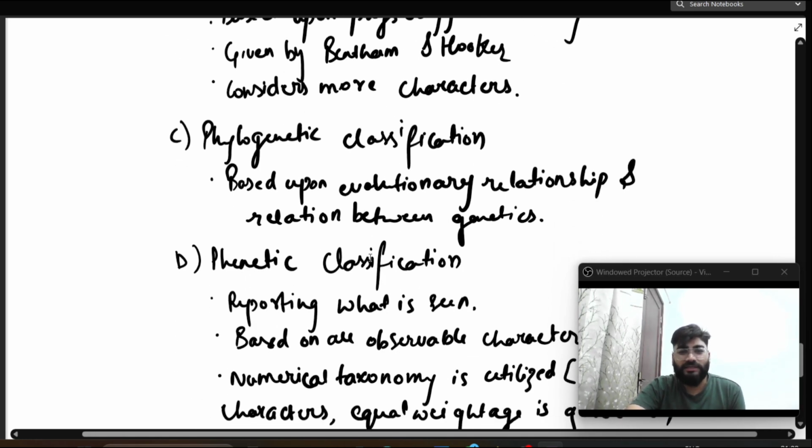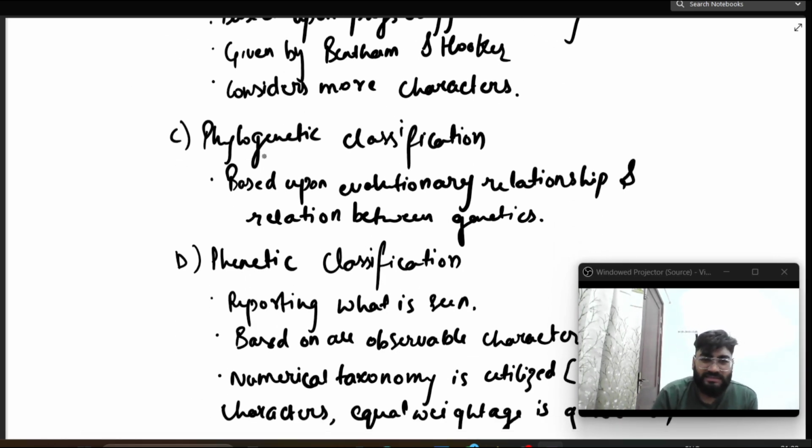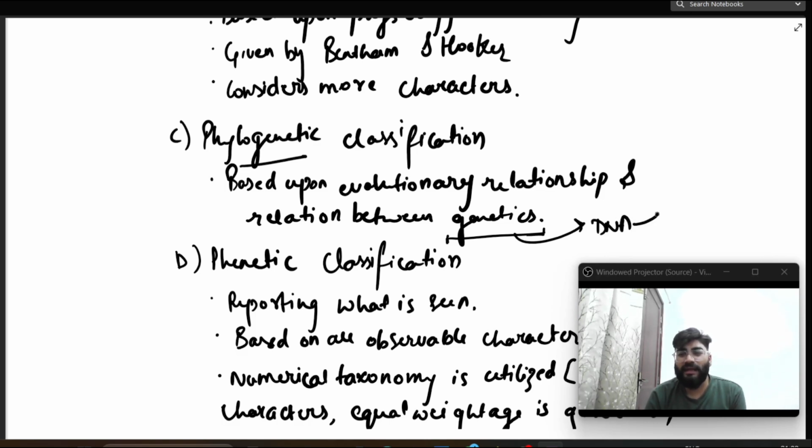Then we have phylogenetic classification. When you are talking about phylogenetic, you can see the word genetic, so you can understand how genetics comes into the role. When we are talking about genetics, it includes the DNA, and you can correlate it with ancestry.